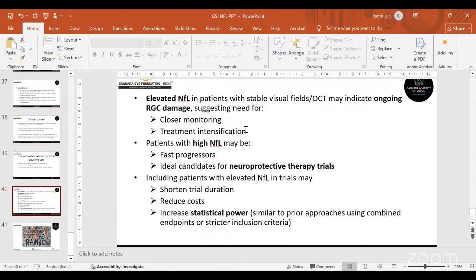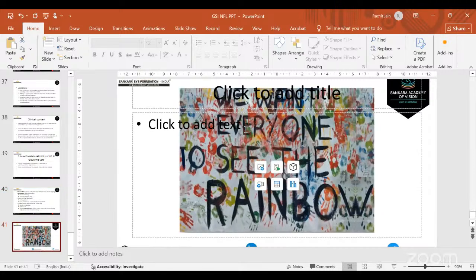If a patient has high NFL, they can be fast progressors, and these patients can be the ideal candidates for neuroprotective therapy trials. Including patients with elevated NFL in trials may shorten the trial duration, may reduce the cost, and increase the statistical power. So, thank you.